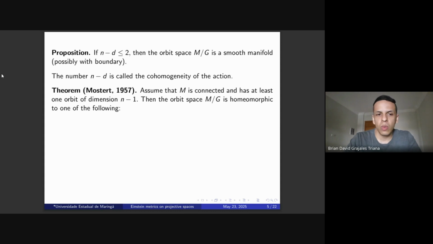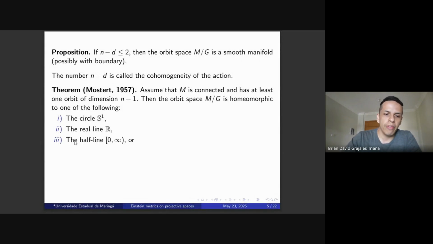Then we can focus on cohomogeneity one manifolds. That is, the principal orbits have dimension n minus 1, one less than the dimension of the manifold. So we have this theorem by Moser in 1957: when the manifold is connected and has at least one principal orbit of dimension n minus 1, then the orbit space is homeomorphic to one of the following manifolds with boundary. So we have 4 cases. The orbit space is homeomorphic to the circle S^1, to the real line, to the half line, or to a closed interval.